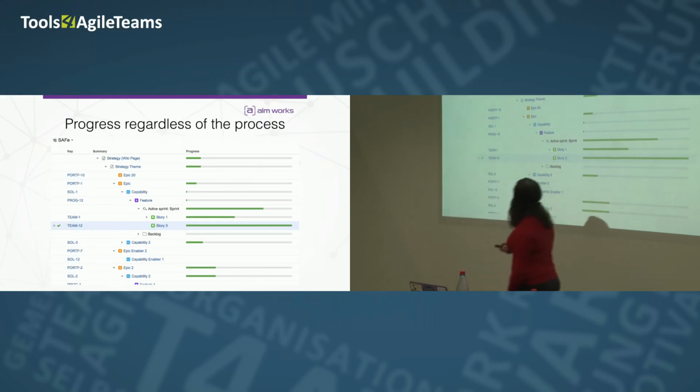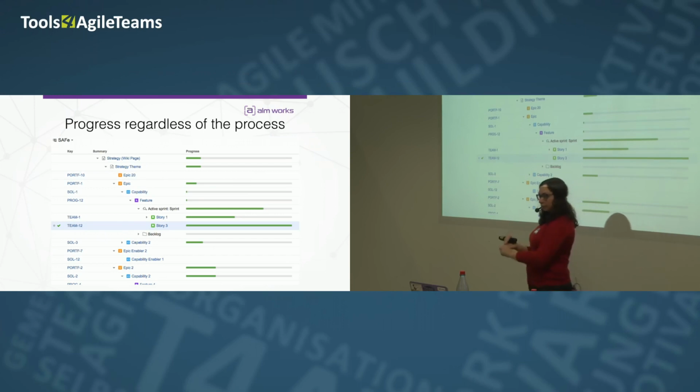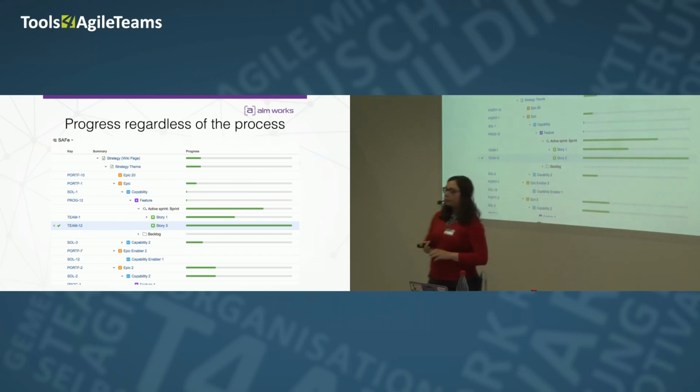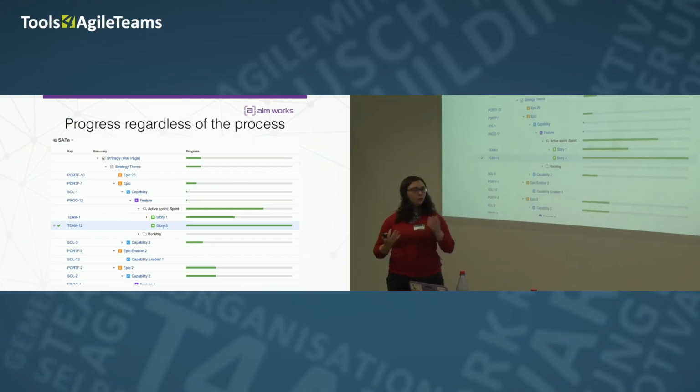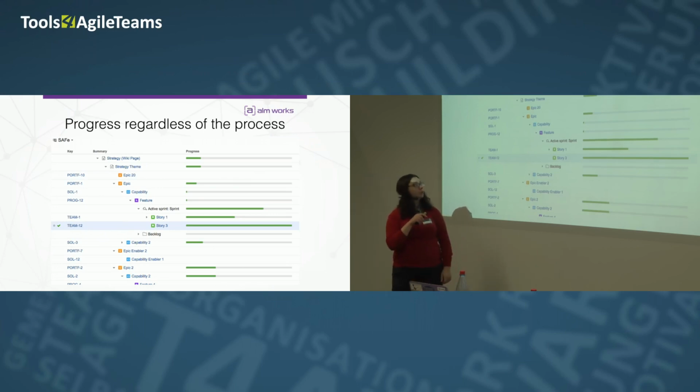Also, we have a powerful progress column. With structure, you can define how you want to calculate the progress. It can be calculated based on time tracked in your Jira, by the status, or just the resolution. So if it's resolved, let's say it's 100%. And you can track this progress for each level of your scaled agile hierarchy, or per sprint, or per strategy.